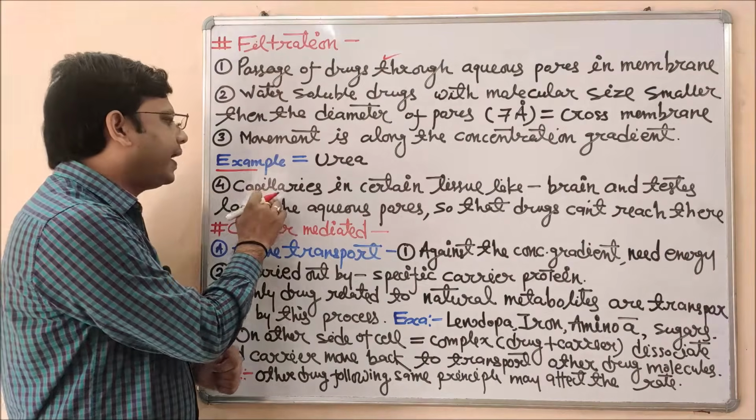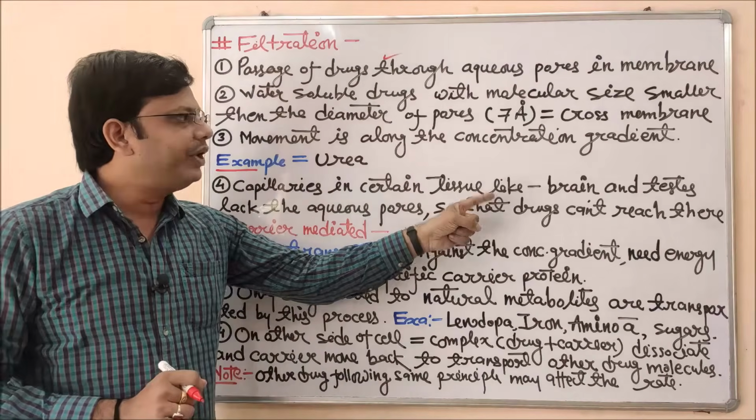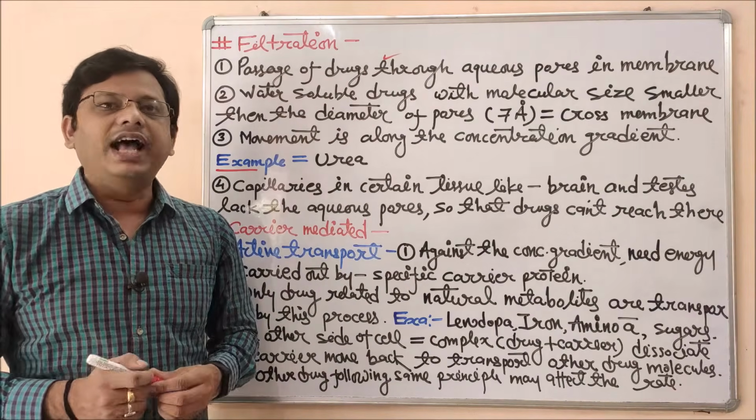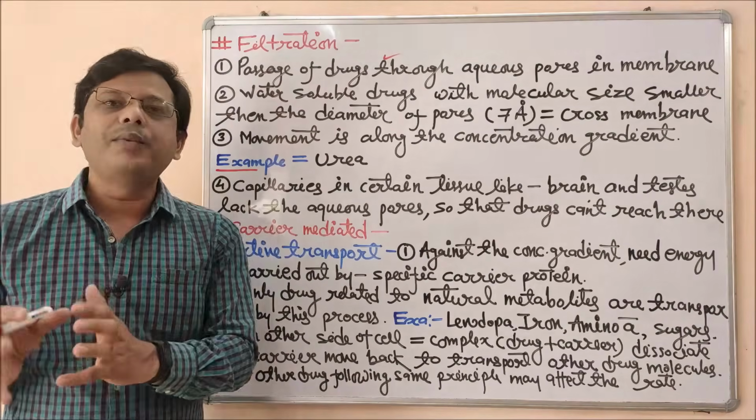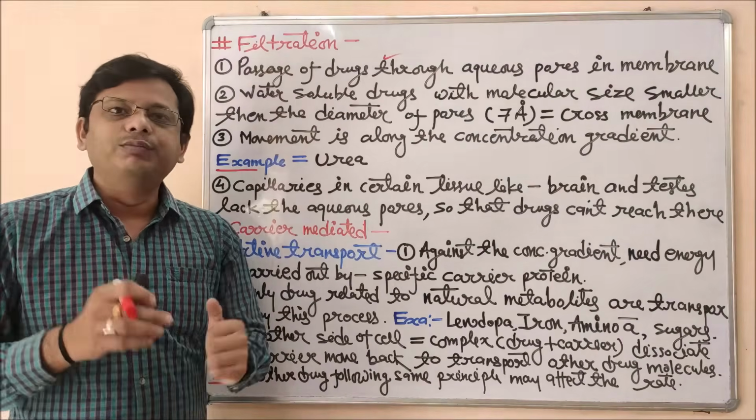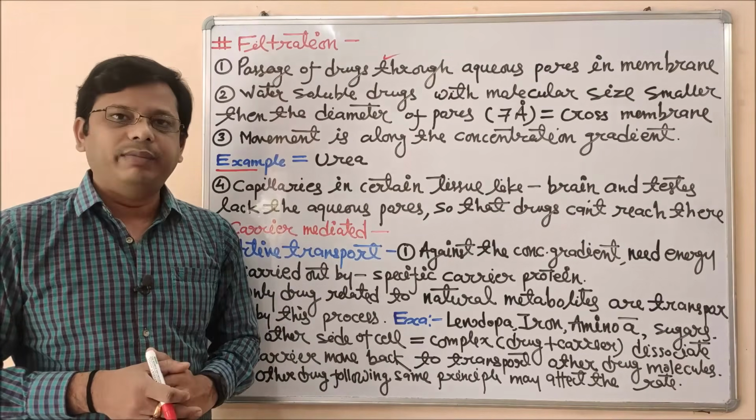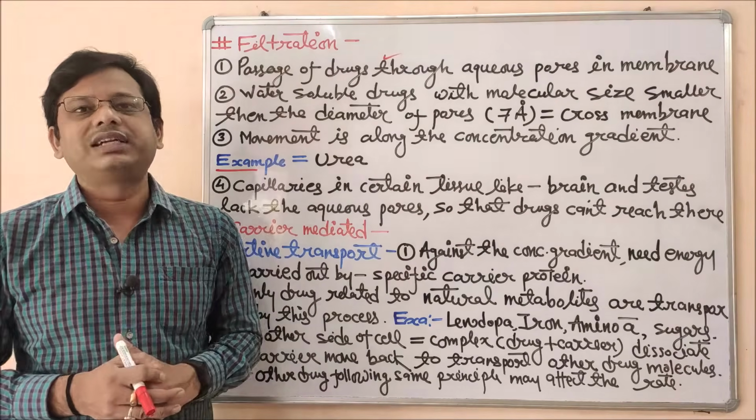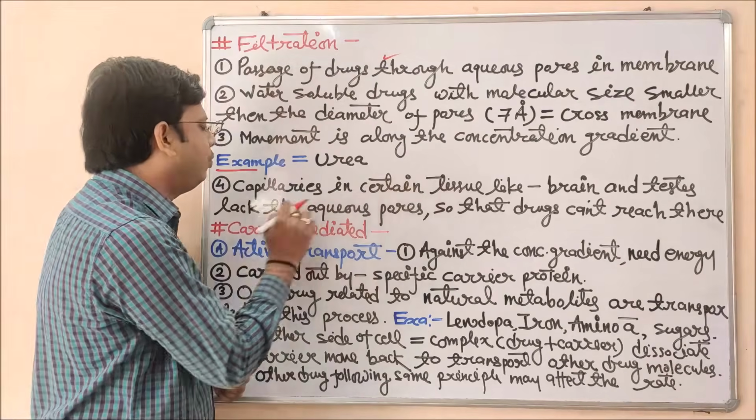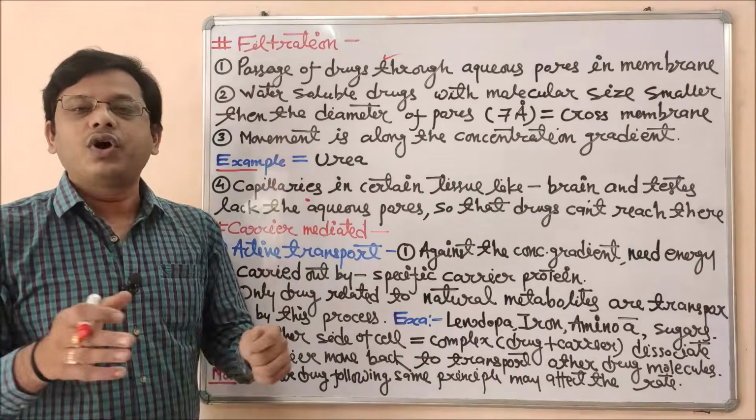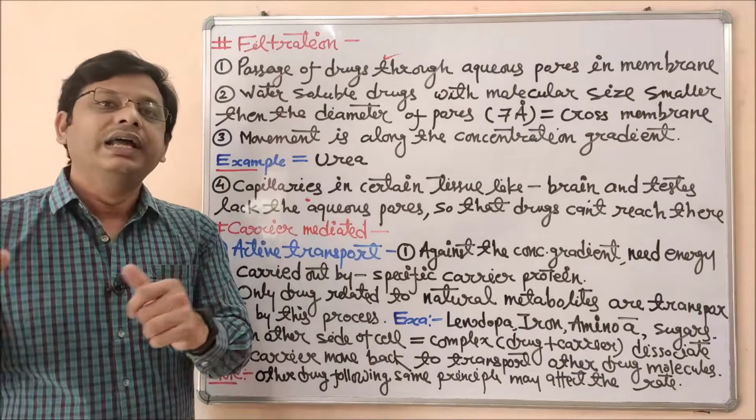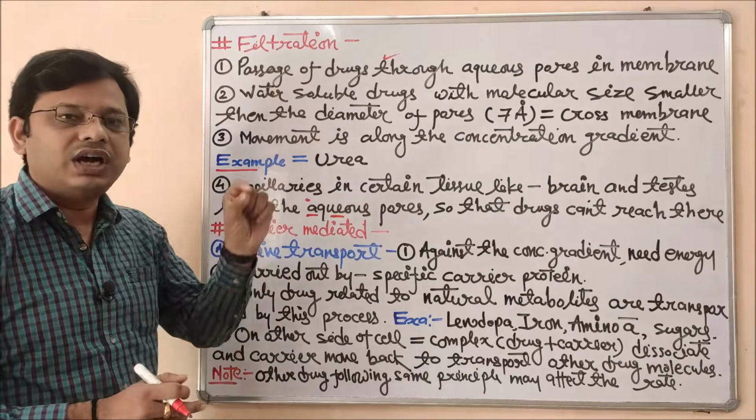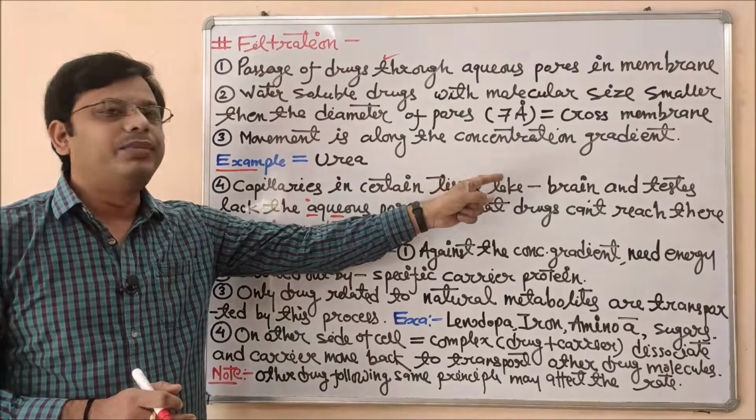Now another point says the capillaries in certain tissues like brain and testes lack the aqueous pore, so the drug cannot reach that particular site. As we have seen in the first introduction topic, there are so many barriers like the blood-brain barrier, blood-testis barrier, and different types of blood-placental barrier. Out of which a few examples are brain, that means blood-brain barrier, and testis, that means blood-testis barrier. They do not have any aqueous pores. So if they do not have aqueous pores, how can drugs which are water soluble move through? Because they lack the aqueous pore, those drugs cannot reach the site of action if the sites are brain and testis.